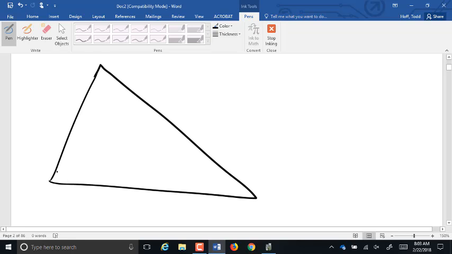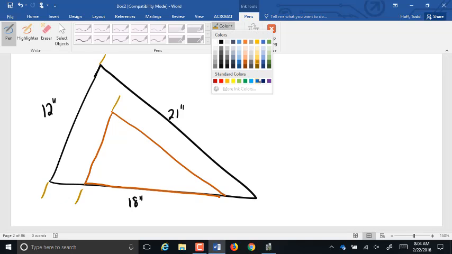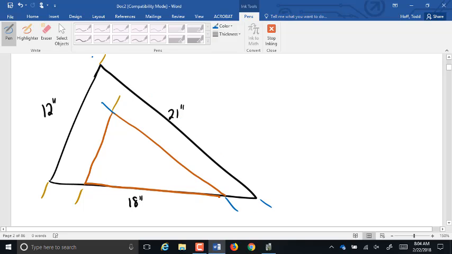What if I have this triangle here and let's call this side 12 inches, 18 inches, and 21 inches. I tell you that obviously it shares this side, but I'm going to tell you that this is parallel to that, and this is parallel to that. I didn't do a great job of drawing them parallel, but you get the picture, right?